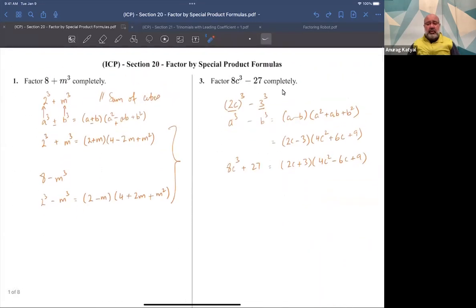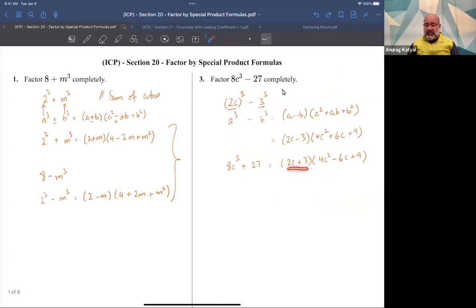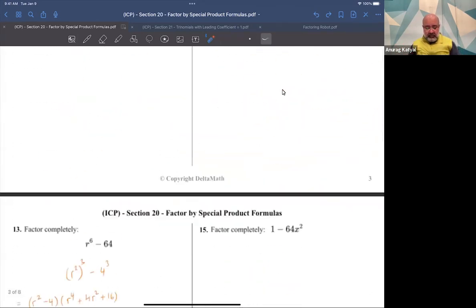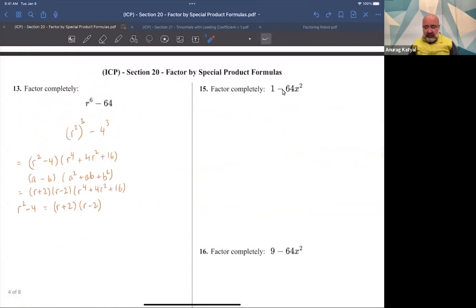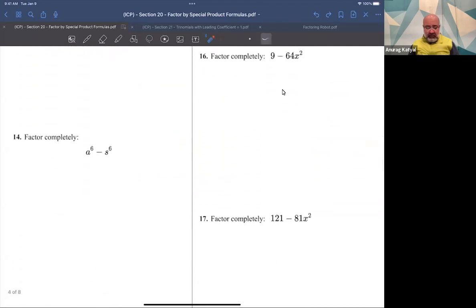Looking at a couple before, 2c plus 3, well, I can't really factor that. It's not a difference of squares or a sum of squares or a difference of cubes or a sum of cubes. Same thing with 2 minus m or 2 plus m. I can't factor those further. They're already as simple as they get. So hopefully that makes sense there.